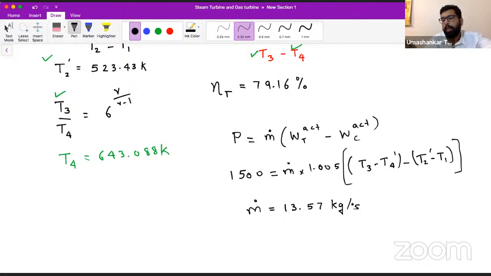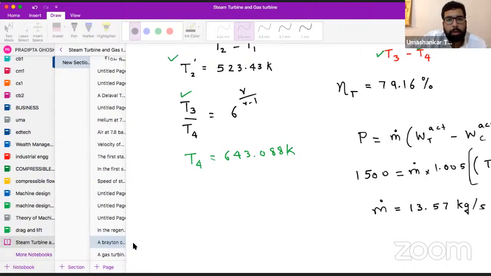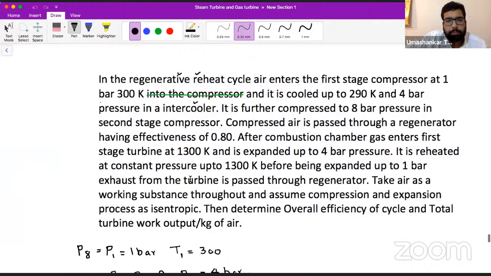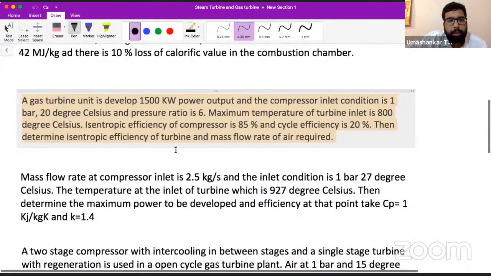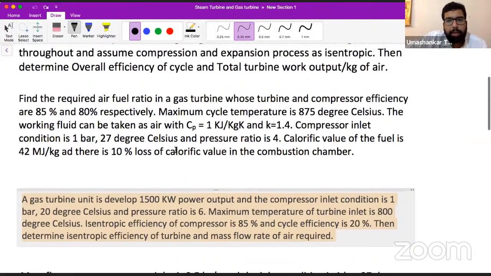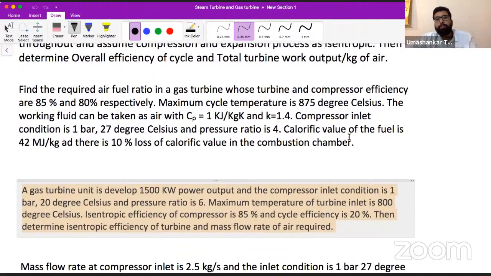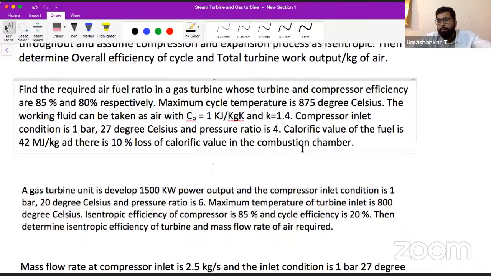So is this question clear? How to use the isentropic efficiency? Tell me, is that clear or not? Those who are live here can tell me that. Those who are live can respond to me.